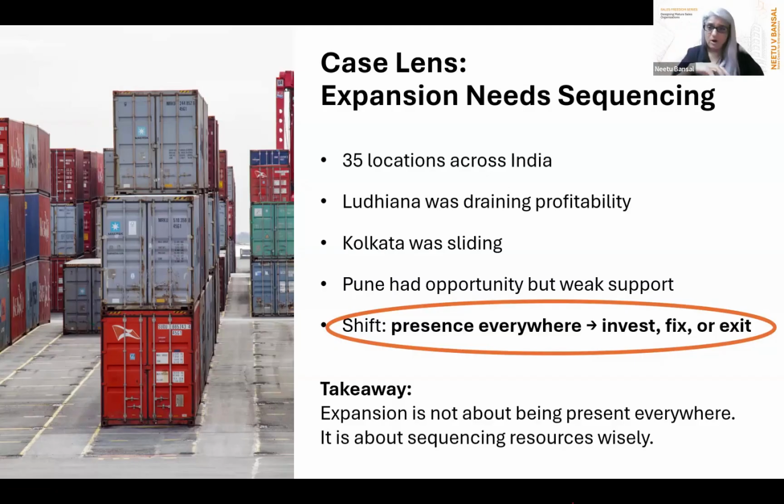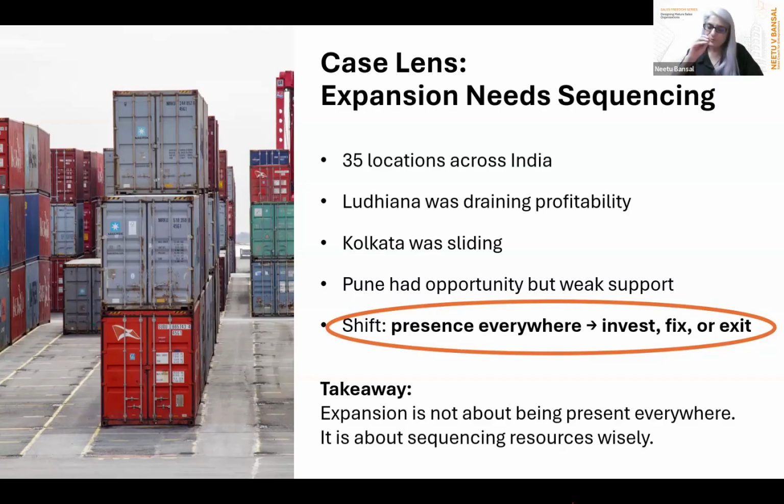Pune had lots of opportunity, but there the team was very junior. They felt that the Mumbai team should be focusing on that because it's nearby. But the Mumbai team was so busy with the Mumbai work itself that they couldn't give Pune that much time. So there we felt that instead of making Pune a support for Mumbai, let's create a full-fledged team in Pune itself, right? So we did this exercise. We also did the customer exercise with them, and we decided we will close down Ludhiana completely because it was not making sense at all.